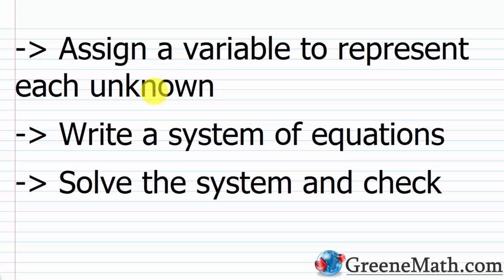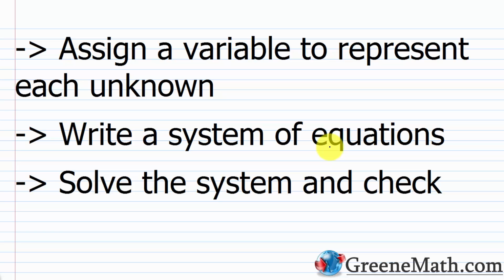When we deal with a section on linear systems, in general, the problems are set up to where you just assign a variable to represent each unknown, and then you would write a system of equations. Now, for every unknown I have to have an equation. So if I have two unknowns, I need two equations. If I have three unknowns, I need three equations. If I had seven unknowns, I would need seven equations, so on and so forth.